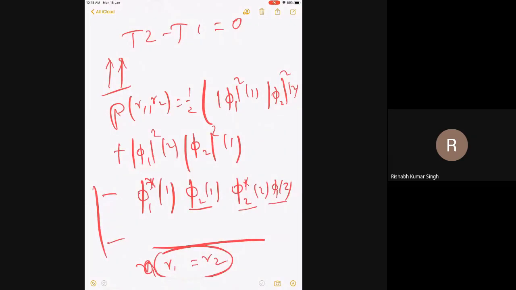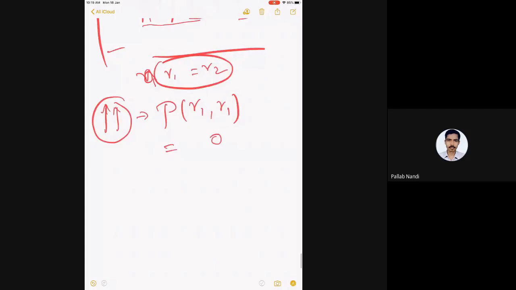Look at this. R1 and R2 are the same. So look at this term. This becomes phi 1 star 1, phi 1 1, phi 2 star 2, phi 2 1, phi 2 2. They're the same, 1 and 2 are the same. All of them are simply mod phi 1 square, mod phi 2 square. So this Coulomb and exchange will cancel and this will become 0. Whereas for anti-parallel, the P R1 R2 will not become 0.